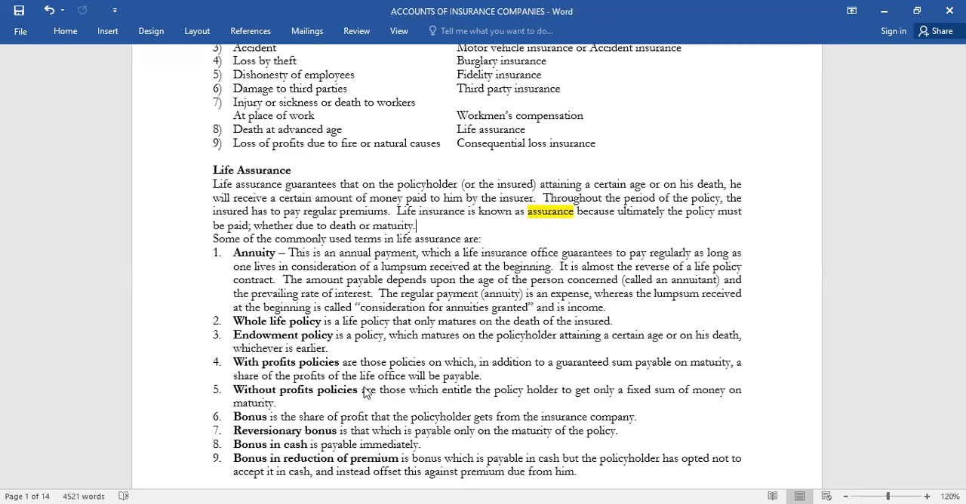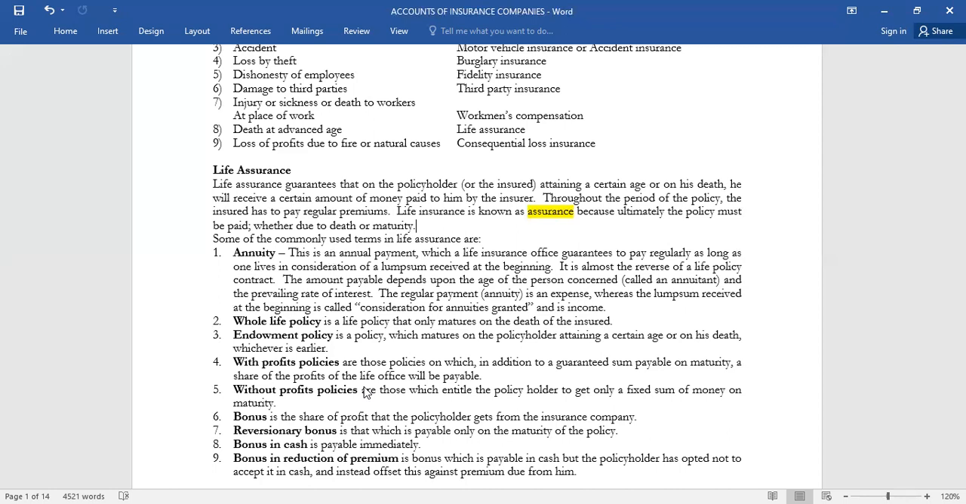Then we have bonus. And bonus is the share of profit that the policyholder gets from the insurance company. If it is appearing in the policy document that the insurer has agreed that you are going to enjoy, after they declare any dividends each year, a bonus, then it will be occurring every time that the insurance company declares a dividend.